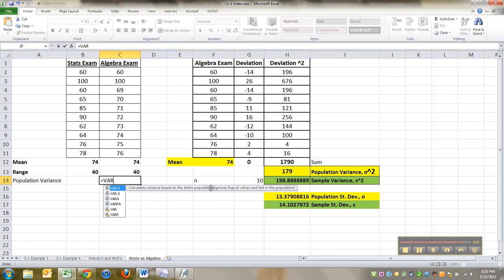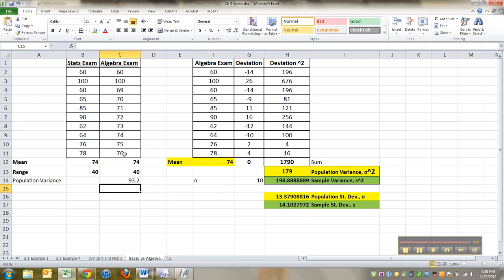Equals var. Now I've got the newest Excel, so I can just use var.p. If you're with old Excel, you use var.p. Right, that one. So I'm going to do var.p, parentheses, that data, close parentheses, enter. Oops, I was using the wrong exam the whole time. My fault. This was the stats exam we were working from. Sorry. But still, there it is right there. 179. Look at it. var.p, that data. Done. Easy as pie.